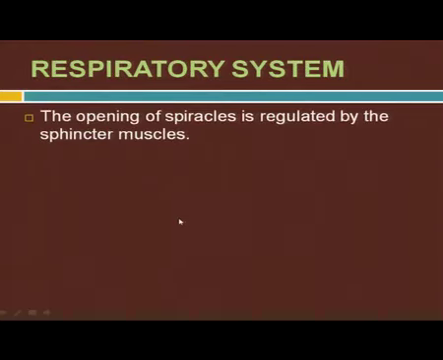Now, the opening of these spiracles is regulated by a set of muscles which are known as sphincter muscles. These sphincter muscles have the ability to contract and relax, and they regulate the opening and closing of spiracles as and when needed.